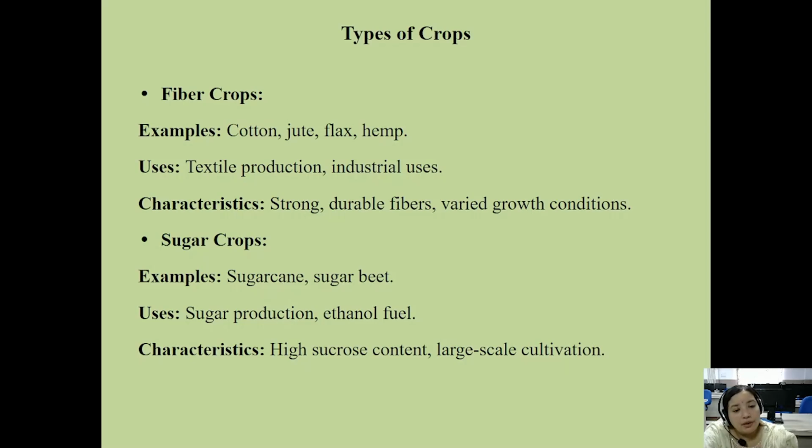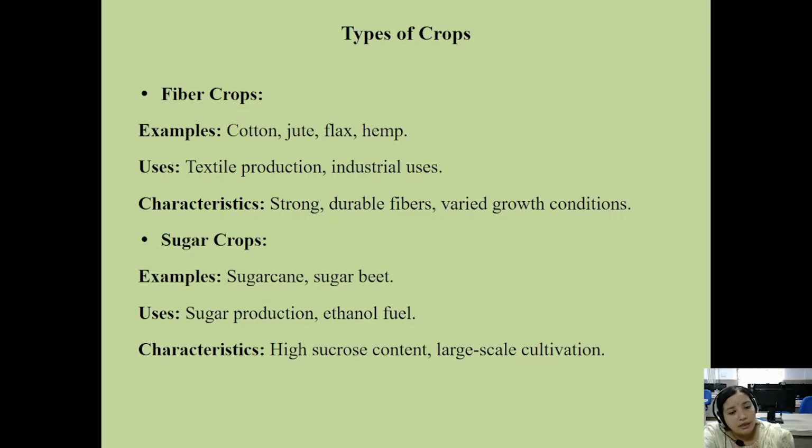For example, if you are growing sugar cane in our agricultural land, these are the sugar crops. Sugar beet is there, sugar cane is there. And the use is for the production of sugar, and we can also produce ethanol fuel from sugar cane and sugar beet. The characteristics of sugar crops are high sucrose content and large scale cultivation. We can produce sugar cane in large quantity in our agricultural land for sugar.